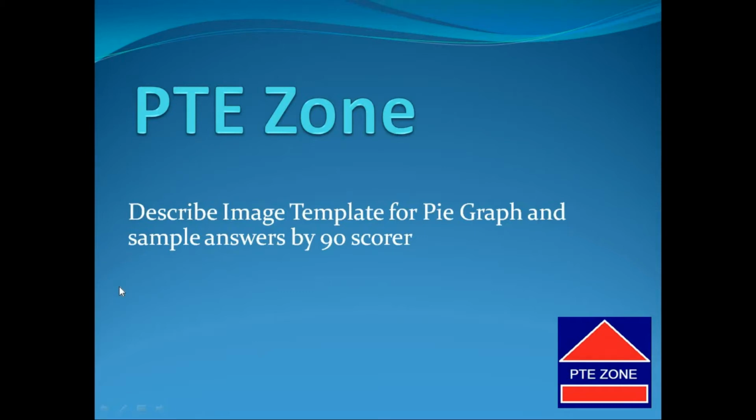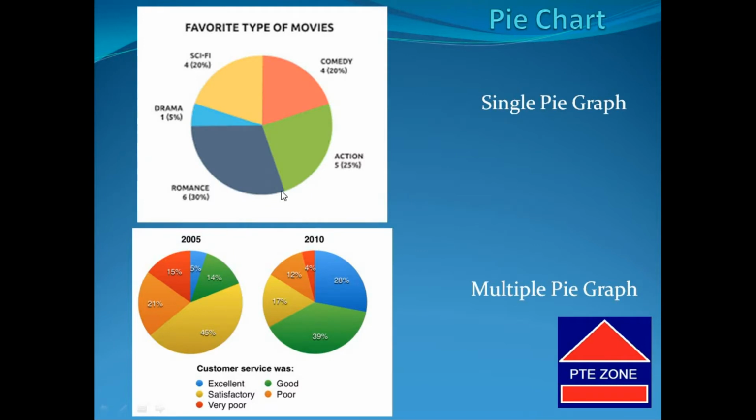I hope all of you know what a pie chart is. If in case you don't know how it looks like, you can have a look at this figure. So this one is a single pie chart because it has only one pie chart, and this is multiple, right?